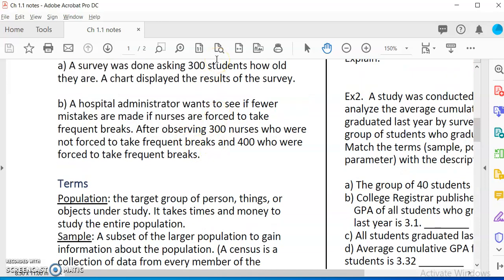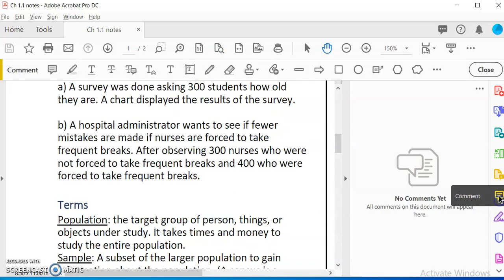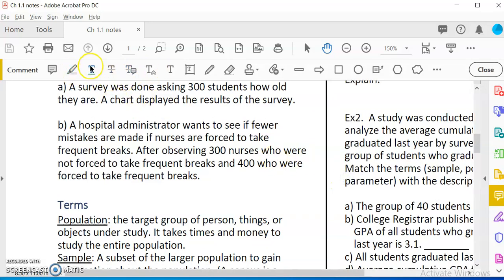If I want to write down the answer, you'll find a similar question in your class worksheets. You would say A is a descriptive statistical study, and B is an inferential statistical study.